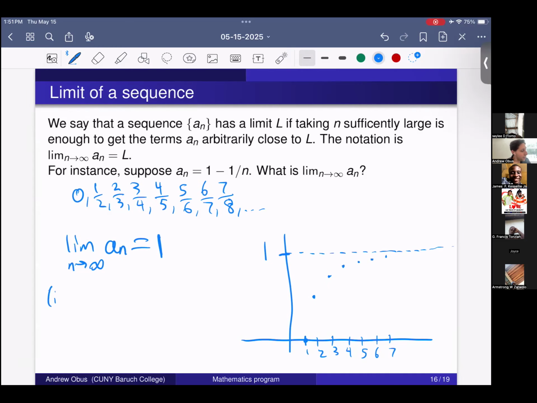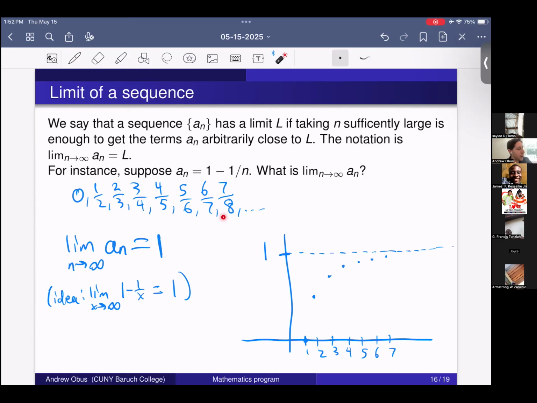And what's the idea here? The idea is that if you take the limit as x goes to infinity of the function 1 minus 1 over x, this is also equal to 1, because the 1 over x goes to 0, and you're left with just the 1.